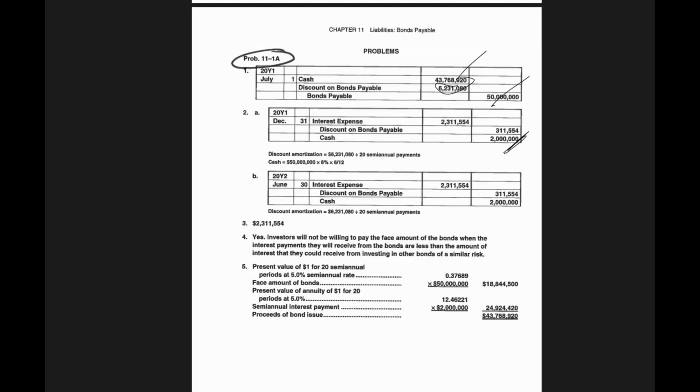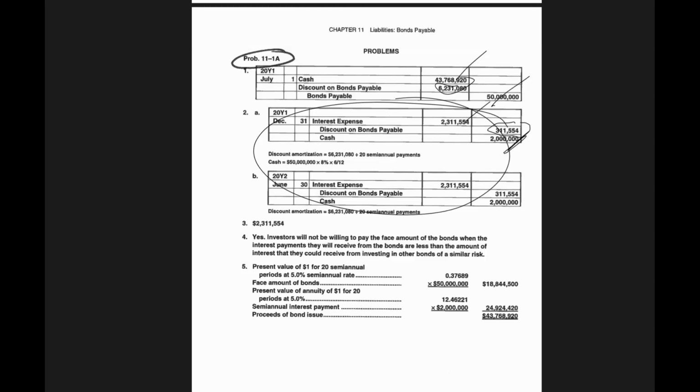We take this $6.2 million discount and amortize that over 20 periods, 10 years times twice a year, that's 20 periods. That, in essence, increases our interest expense. So we will actually do these same journal entries, if you will, 20 times. It is a 10-year bond, pays twice a year. You would do those entries 20 times.